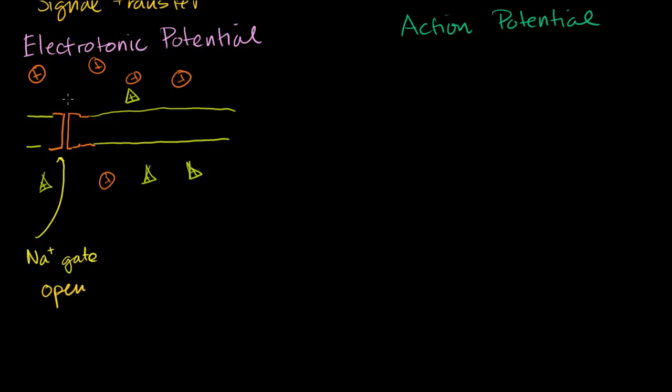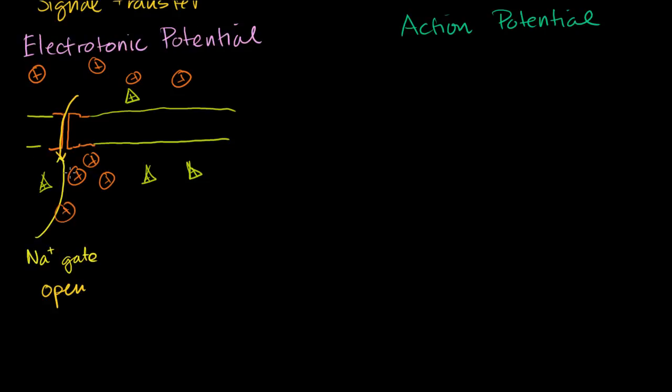We have more positive on the outside than the inside, so positive things want to move in. And this is a sodium gate, so only sodium can go through it. It's a convoluted protein structure that only sodium can make its way through. On top of that, we have a lot more sodium on the outside than on the inside. So the diffusion gradient is going to want to make sodium go through it. And since sodium is a positive ion and the outside is more positive, they're going to want to run away from that positive environment. So if you open this, a ton of sodium ions are going to start flooding through.